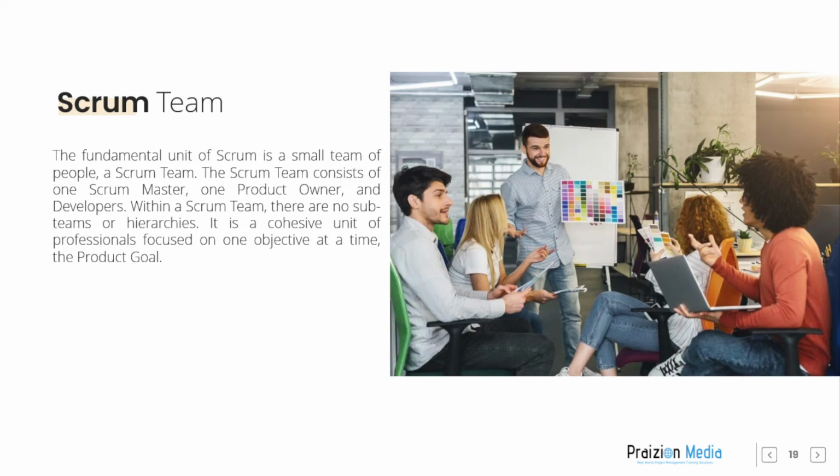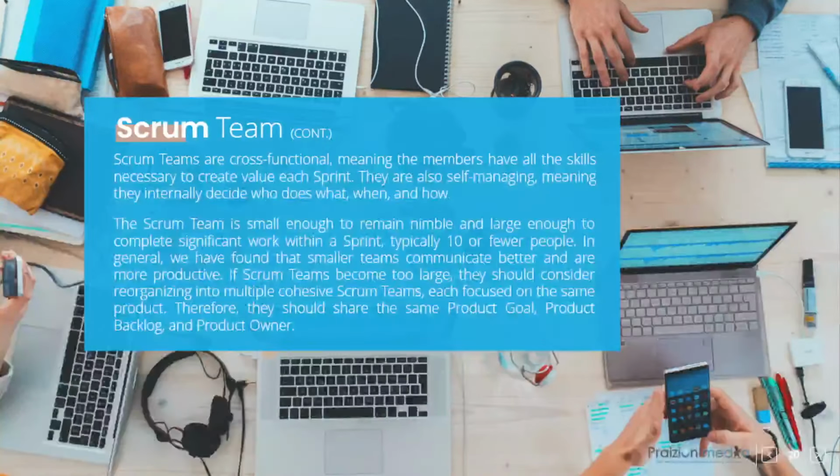Scrum Team. The fundamental unit of Scrum is a small team of people, a Scrum Team. The Scrum Team consists of one Scrum Master, one Product Owner, and developers. Within a Scrum Team, there are no sub-teams or hierarchies. It is a cohesive unit of professionals focused on one objective at a time, the product goal. Scrum Teams are cross-functional, meaning the members have all the skills necessary to create value each sprint. They are also self-managing, meaning they internally decide who does what, when, and how.